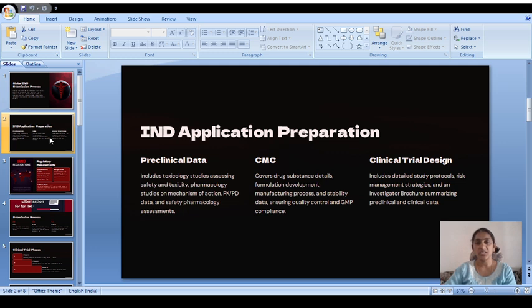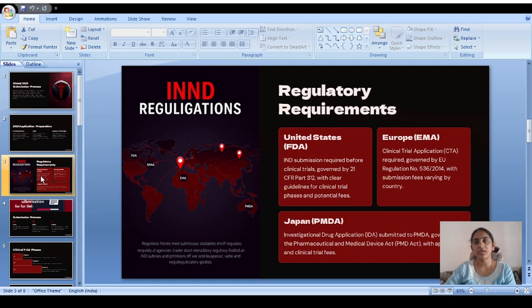In CMC, it covers drug substance details, formulation development, manufacturing process, and stability data, ensuring quality control and GMP compliance. Next, clinical trial design. Clinical trial design includes detailed study protocols, risk management strategies, and an investigator brochure summarizing the preclinical and clinical data. Next, we will move on to the different regulatory requirements among different countries.